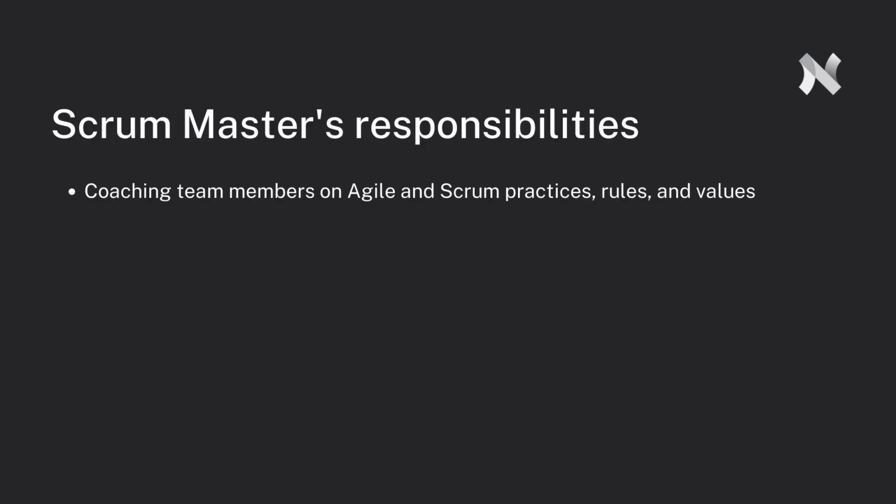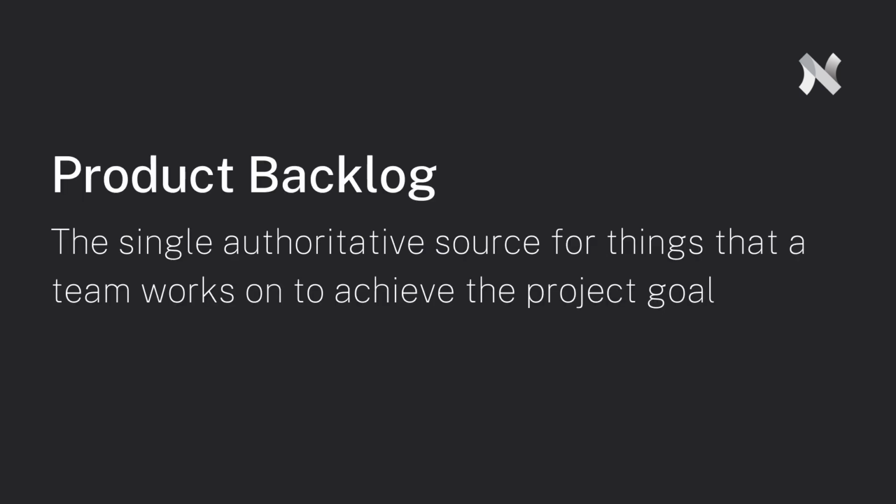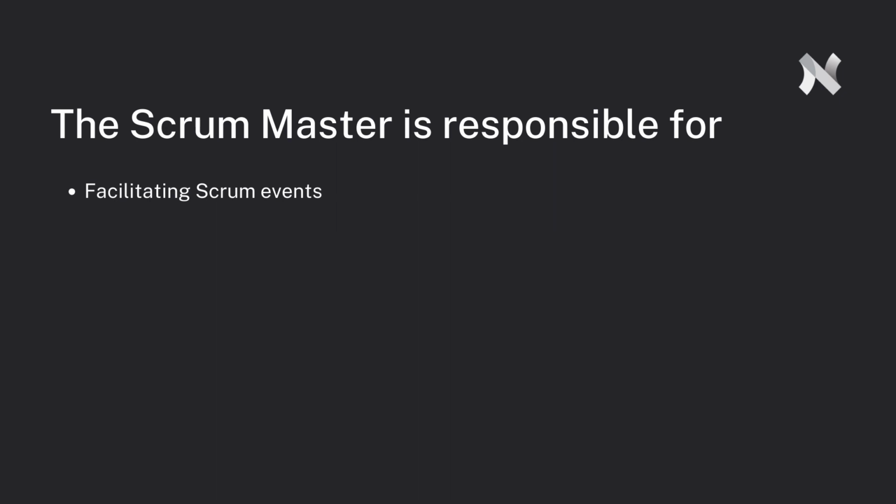The Scrum Master's responsibilities include coaching team members on the Agile and Scrum practices, rules, and values, and helping to find ways to manage the product backlog effectively. The product backlog is the single authoritative source for things that a team works on. It contains all of the product features, product requirements, and activities associated with deliverables to achieve the goal of the project. The Scrum Master facilitates Scrum events such as sprint retrospectives, which happen at the end of every sprint.